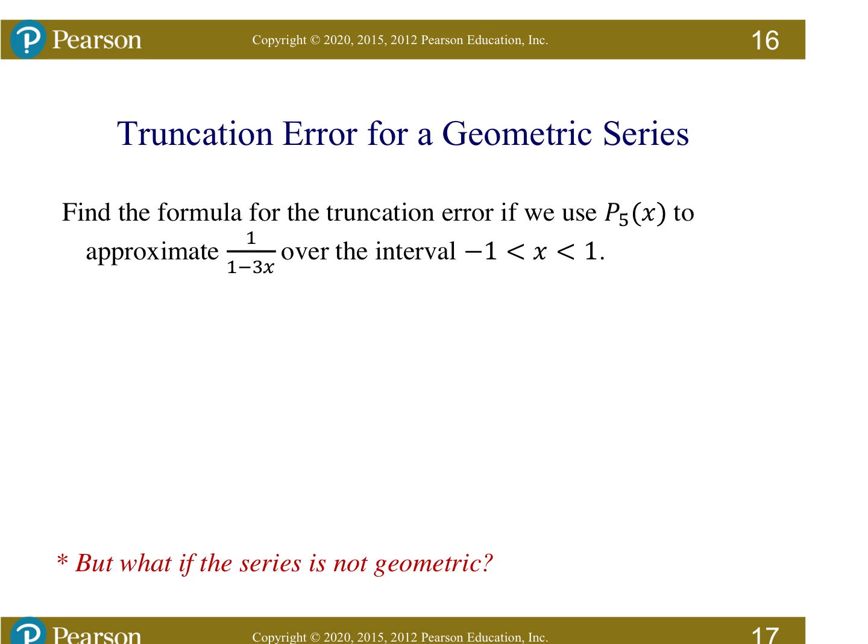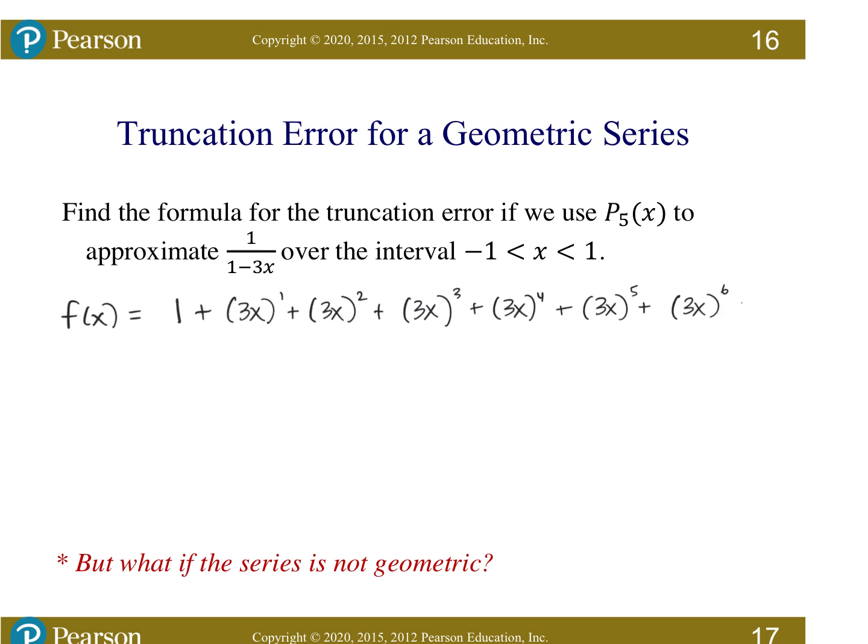Find a formula for the truncation error if we use P5 to approximate. All right, so my function is going to start with the number 1, because that's the first term. The r is 3x, so this would be quantity 3x to the first, and then 3x to the second, quantity third, fourth, fifth, etc. Okay, we just keep going.